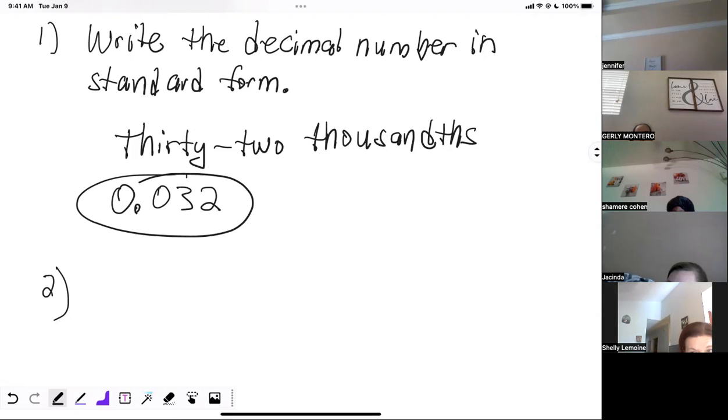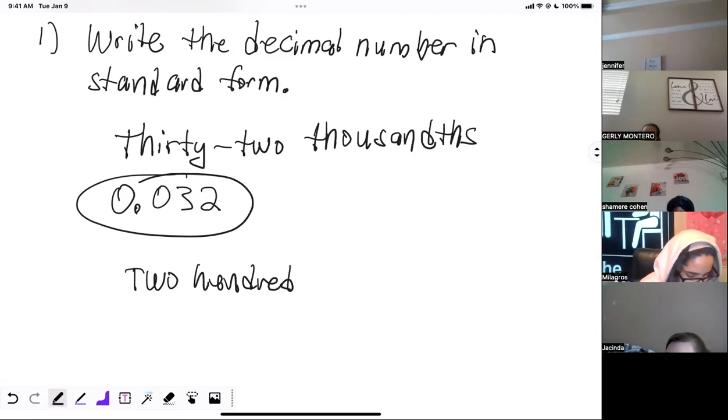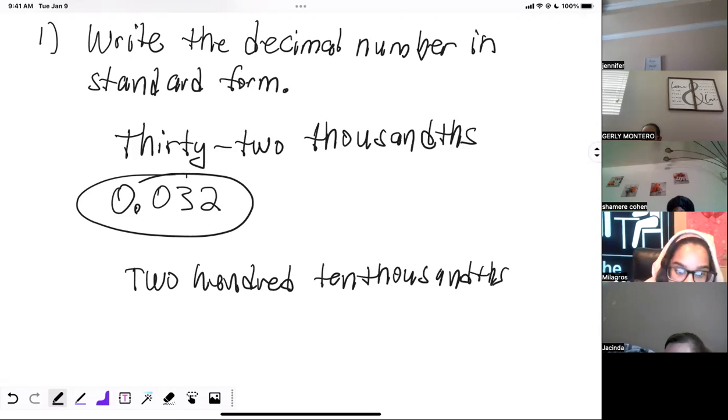So you've got to keep track of what place it's in, the thousands place. So here, let me give you another one. If I wrote 200... actually, let me change that for a minute. I don't want 200. I want 200 something. 230. Let's do 230 ten thousandths.